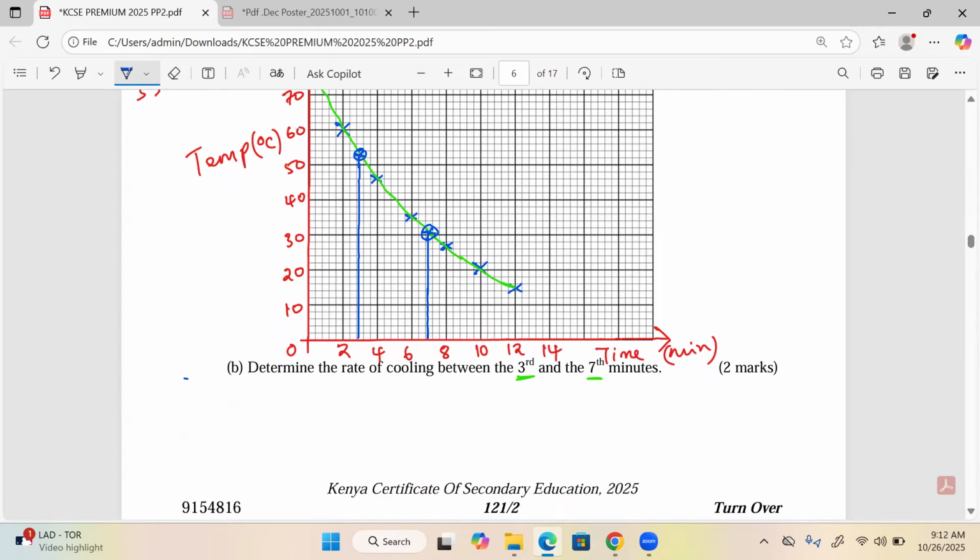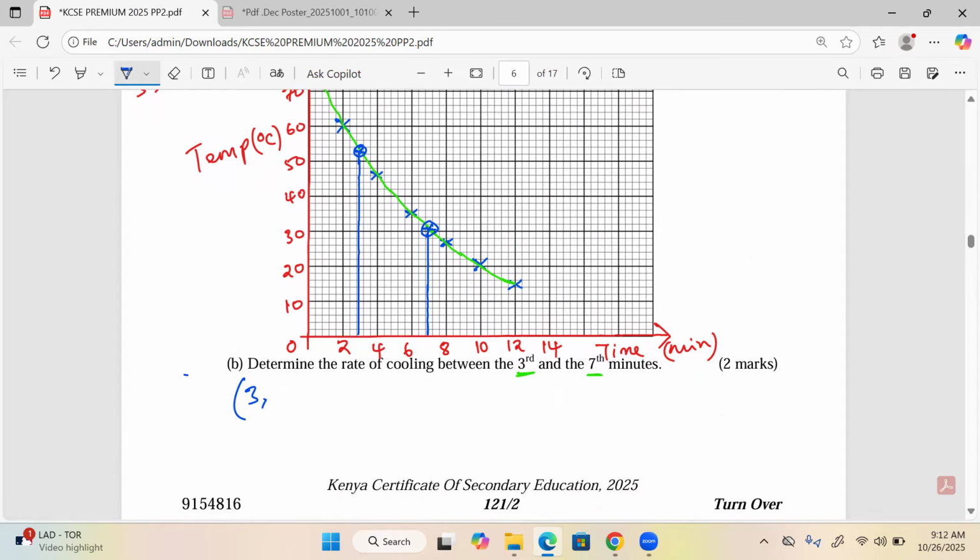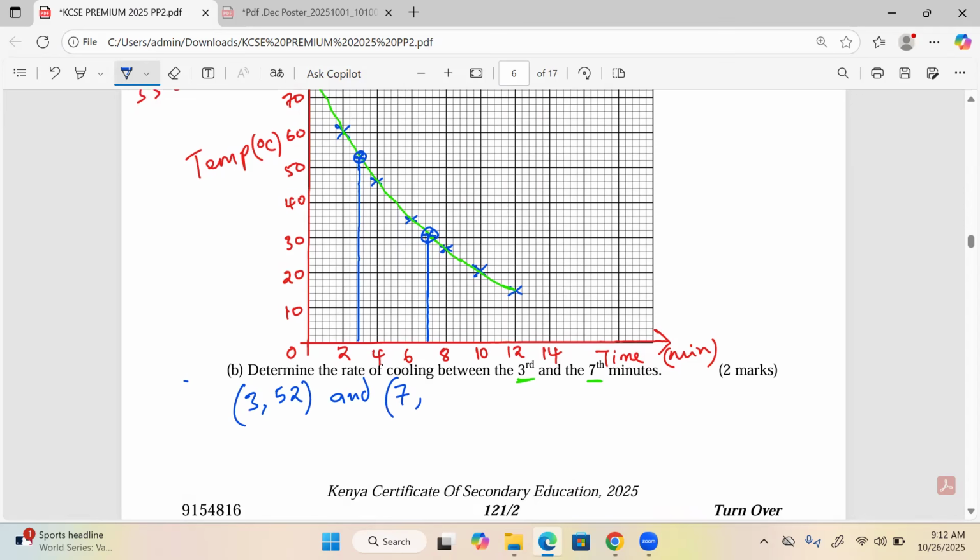So changing from 3, what is the coordinate there? The coordinate there is 3, 52. And at 7, what will be the temperature? 7, 32.